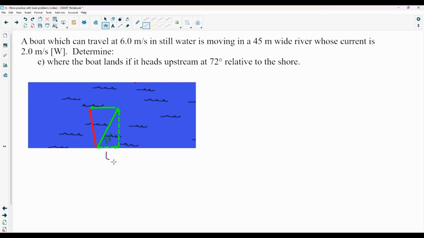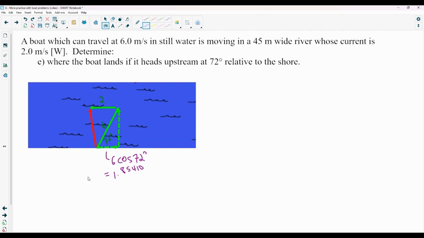So this side here, it's adjacent to that angle. So this is going to be, oh, let me put my magnitude on here. We know this is 6 and this is 2 still. So we know this is going to be 6 cosine of 72 degrees. And what's that work out to? That's 1.85410.